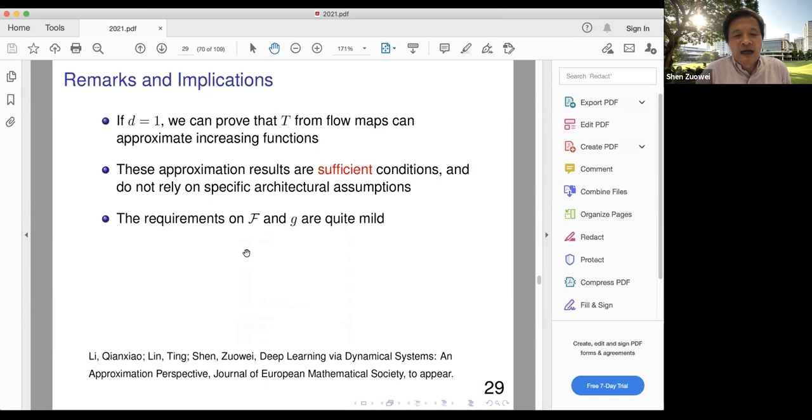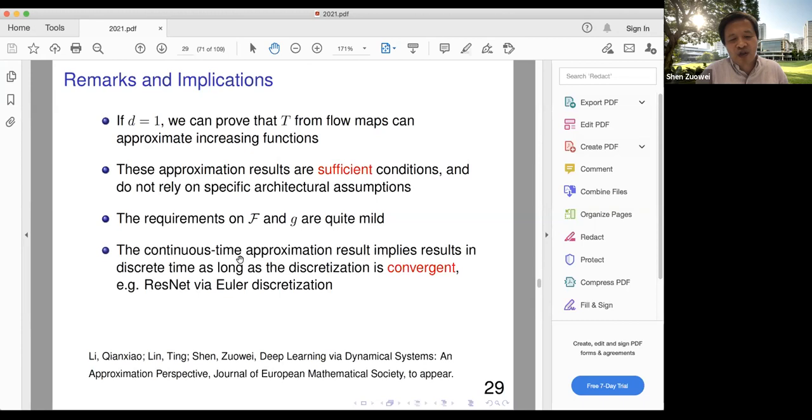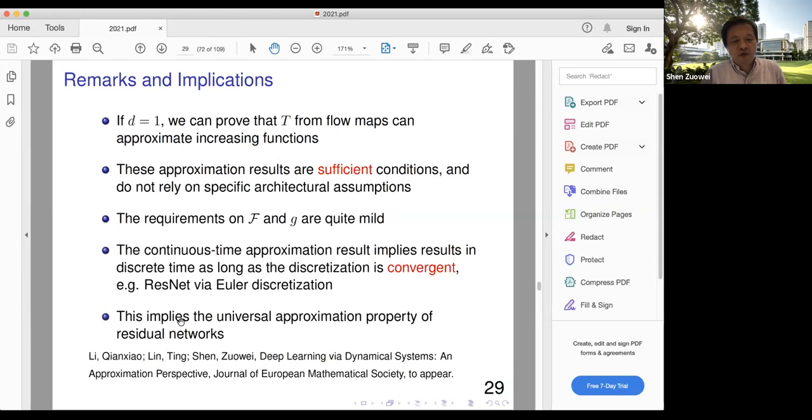And the condition is there. So from a continuous time approximation, using the standard discretization, you can get this universal approximation property for residual networks.